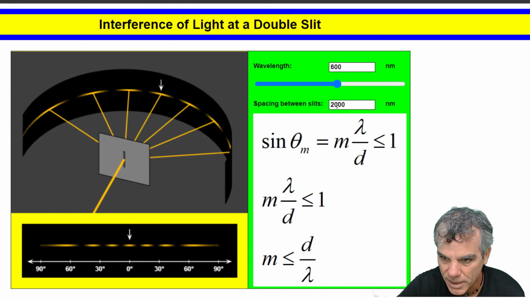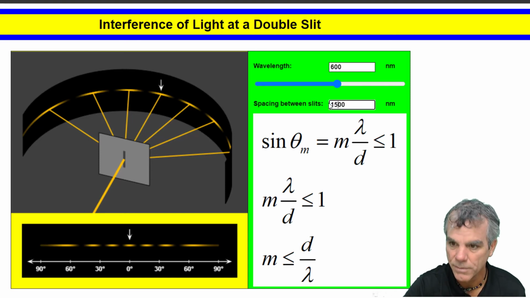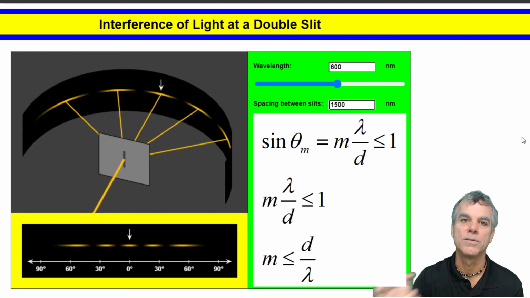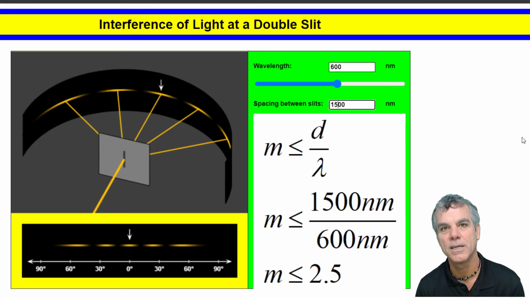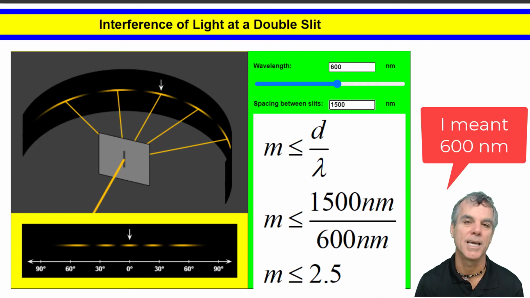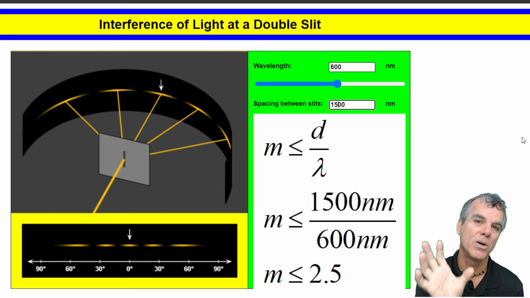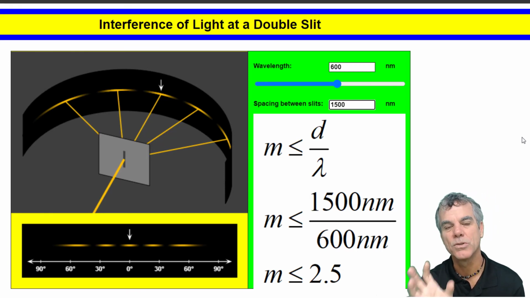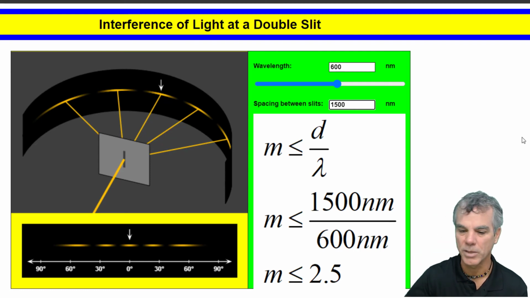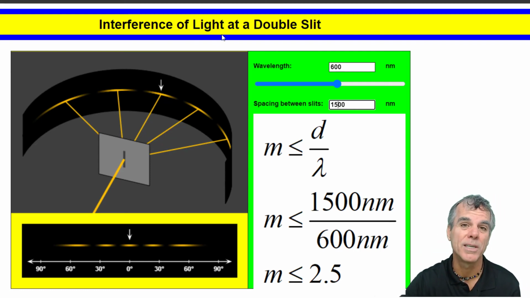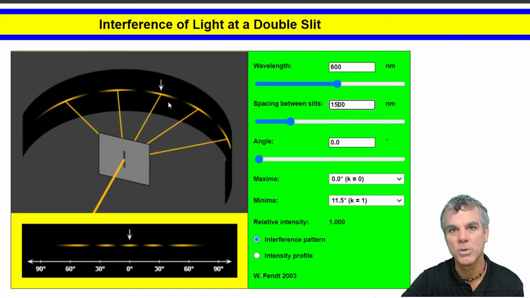So if I put in 1500 nanometers for d, 600 nanometers for the wavelength, then I know m has to be less than or equal to 1500 nanometers divided by 600 nanometers. So m has to be less than or equal to 2.5, and since m always has to be an integer, m equals 2 is the highest order bright fringe that'll be produced. So I'm going to have, in this particular case, 5 bright fringes. I've got m equals 0, which I'm always going to have, and then m equals 1 and 2 on either side of the central maximum.